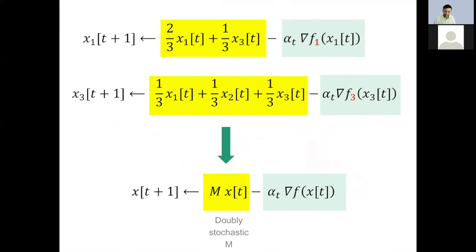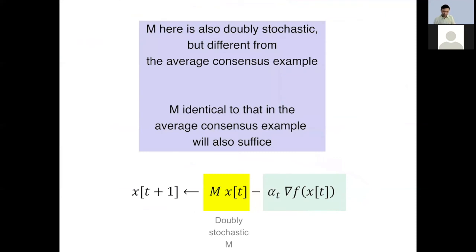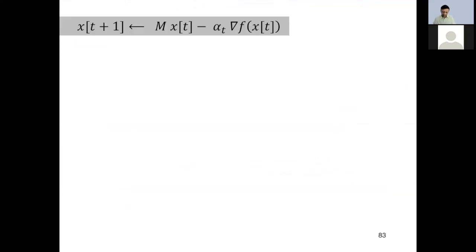If you unroll these, I already pointed out that this M here is a doubly stochastic matrix. It's different from my previous example, but that's just because I happen to reuse some old slides. As long as the graph is connected and the weights are non-zero exactly when you have an edge in the graph, and the columns are stochastic, the rows are stochastic, this algorithm will behave correctly. The exact value of M will affect the convergence rate, but not correctness of it. So this is the iteration in the compact form.